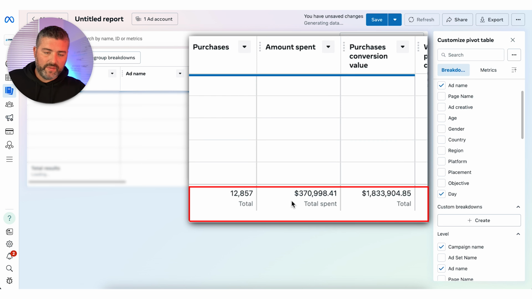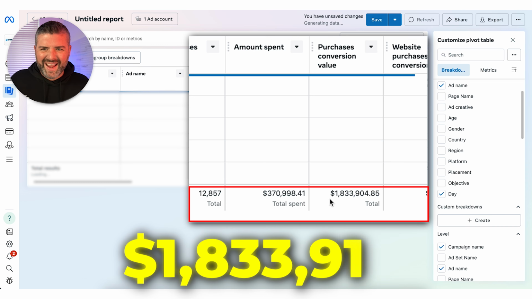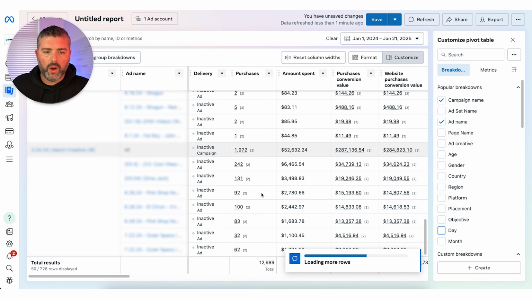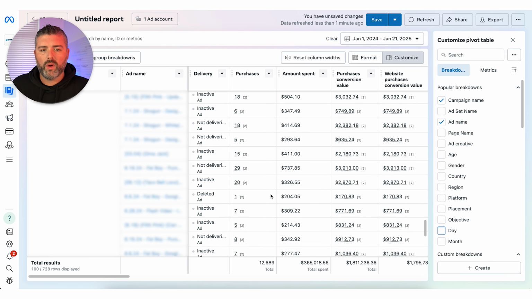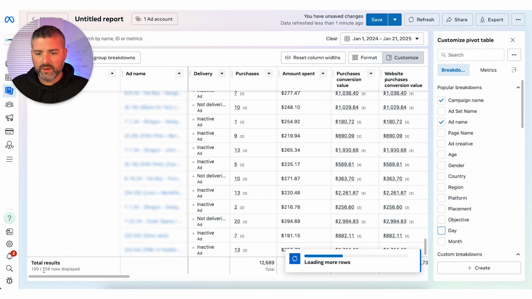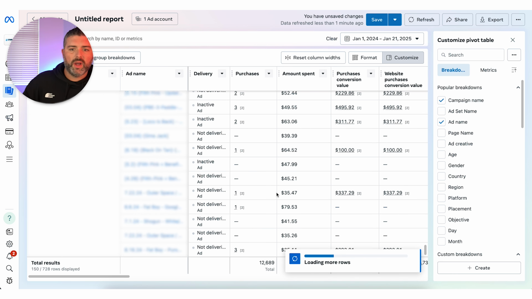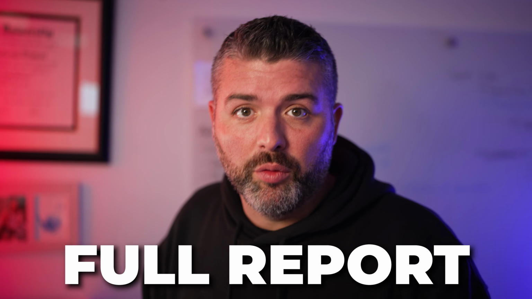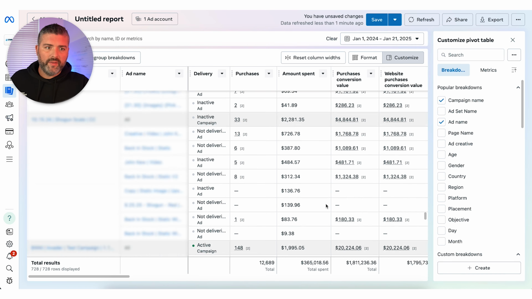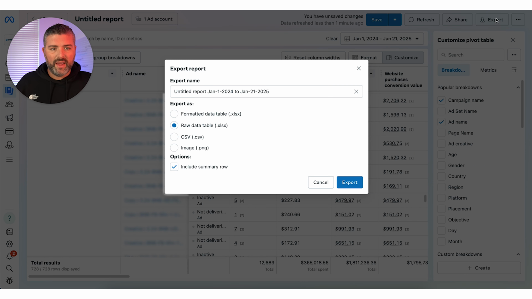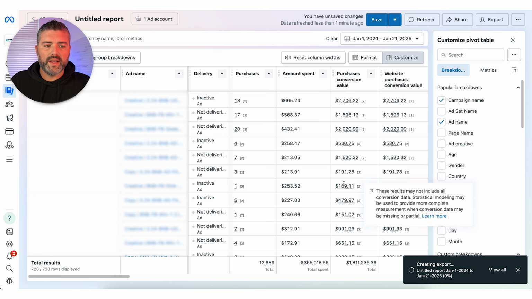We've spent $370,000 in this account, 1,285 purchases, generated $1.8 million. Now, what you're going to want to do is continue to scroll down. You can see there's 728 rows total. We're going to keep going. Now, after that very miserable 5 minutes that you didn't have to wait for, we have our full report. Within this report, we're not even going to look at it. All I want to do at this point is export the data using a CSV file.